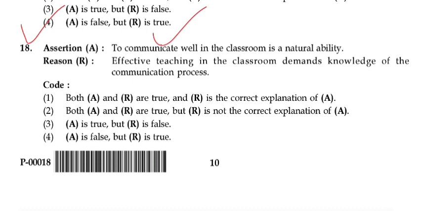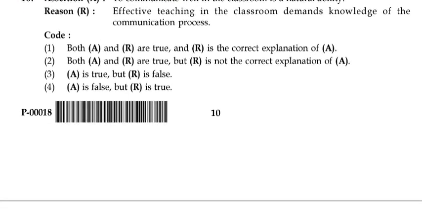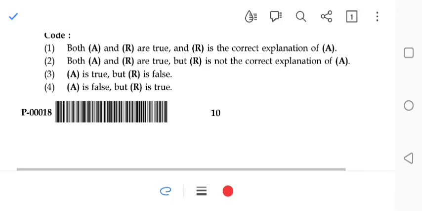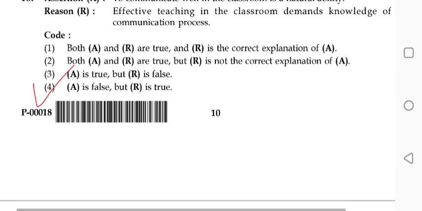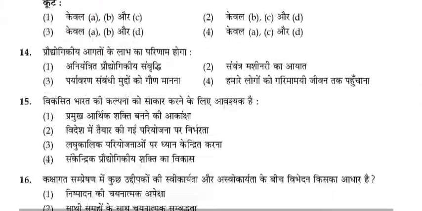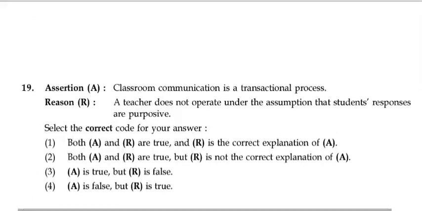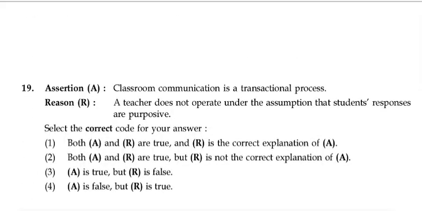A is true but R is false. A is false but R is true. Number 18, number 4 will be correct. Assertion is false but reason is true. Number 18 finished. Now number 19. Number 19 is the same kind of question.